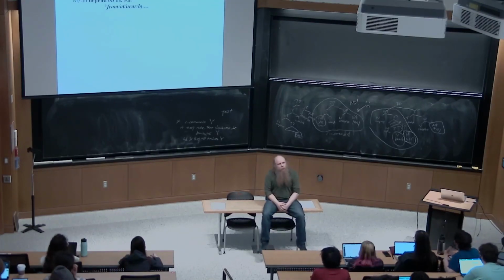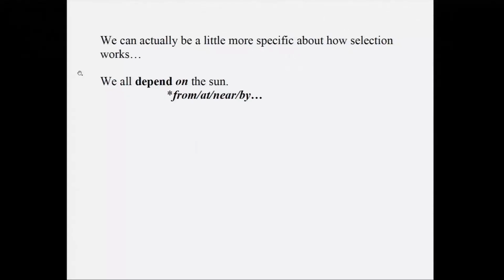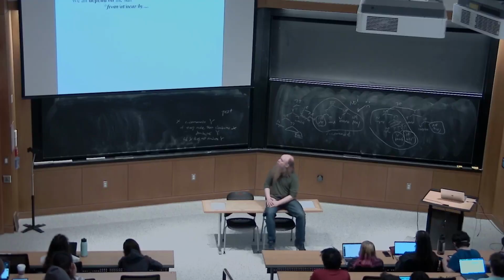But not just any prepositional phrase. It needs to combine with a prepositional phrase in which the preposition is on, right? You can depend on things. You cannot depend from things or at things or near things or by things, right? You can't depend near something. It's not how you use the word depend.